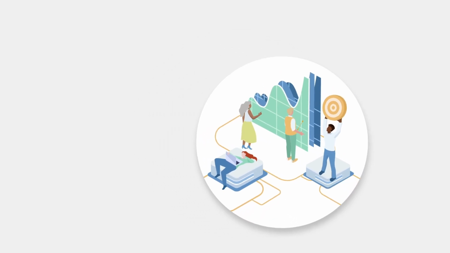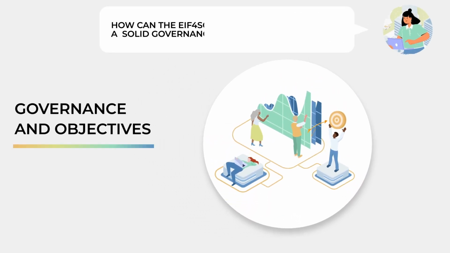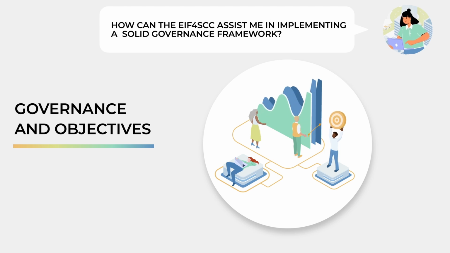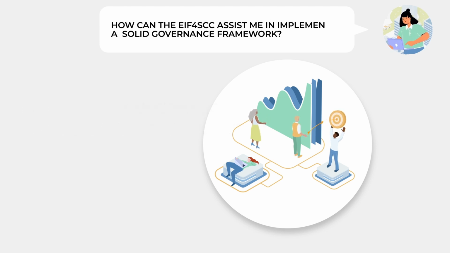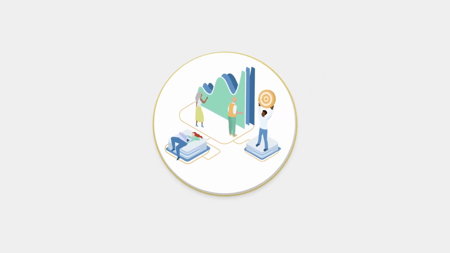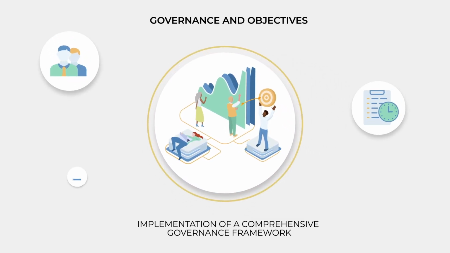As the first step for her project, Martina would need to clearly define governance and objectives and to adopt an efficient collaboration model between the many stakeholders, from the public and the private sector, involved in her local digital twin project. To achieve this, she can rely on several EIF4 SCC recommendations.